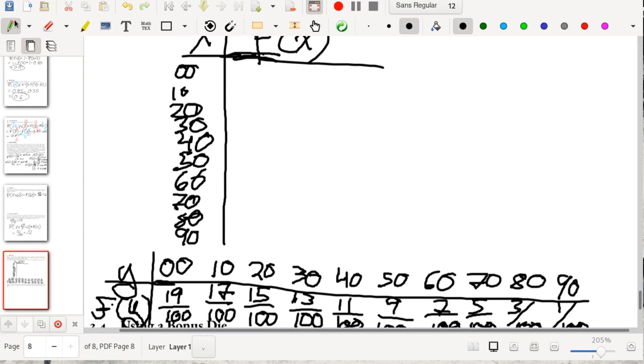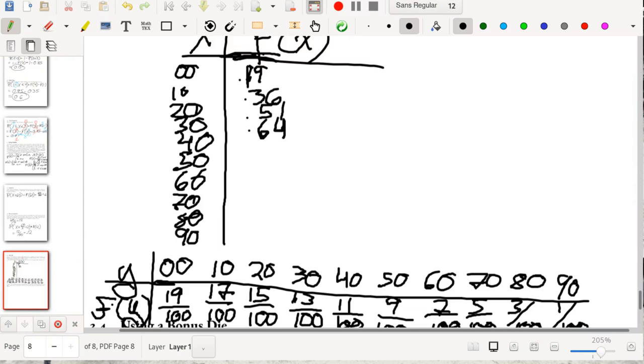So starting at 0, we get 19 over 100. At this point, you can recognize those as decimal numbers, so this will be 0.19. So 0.19 for 0. For 10, you'll have 0.19 plus 0.17, which is 0.36. For 20, that's 0.36 plus 0.15, so that's 0.51. For 30, that's 0.13 plus 0.51, which is 0.64.